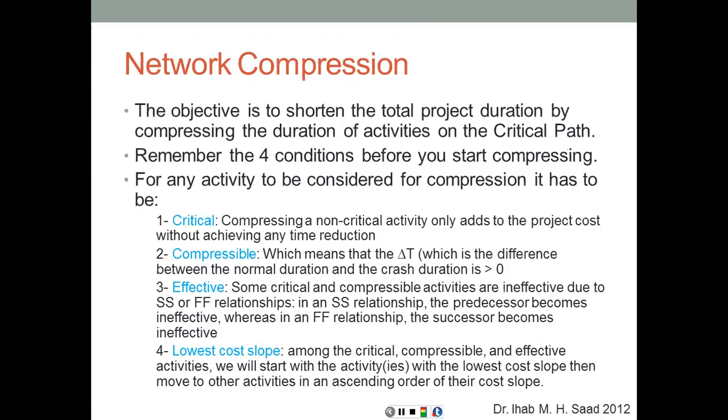The objective is to shorten the total project duration by compressing the duration of activities on the critical path. Only critical activities will be considered for compression. Remember now that we're going to have 4 conditions, so you have to remember these 4 conditions before you can start compressing, before even considering an activity for compression. These 4 conditions are, first of all, the activity has to be critical. If it is not critical, do not consider it for compression.